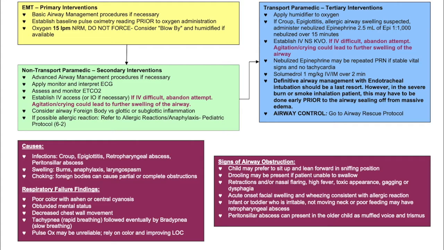And the treatment will consist of nebulized oxygen and nebulized epi, 1 in 1,000, 2.5 mLs over 15 minutes. You're going to want to keep them calm, not agitated. And also you can use Solu-Medrol, 1 milligram per kilogram IV/IM, over 2 minutes. And that would be it.